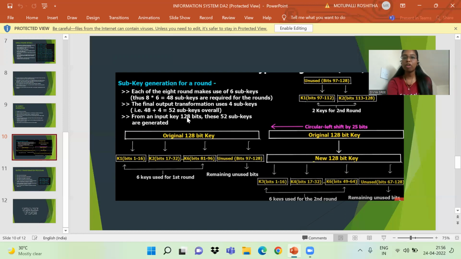From an input key of 128 bits, these 52 subkeys are generated. So finally the count is matched. That is, initially it is 128 bits and finally the key material also matches, 52 into 16 bits, and finally they are matched.